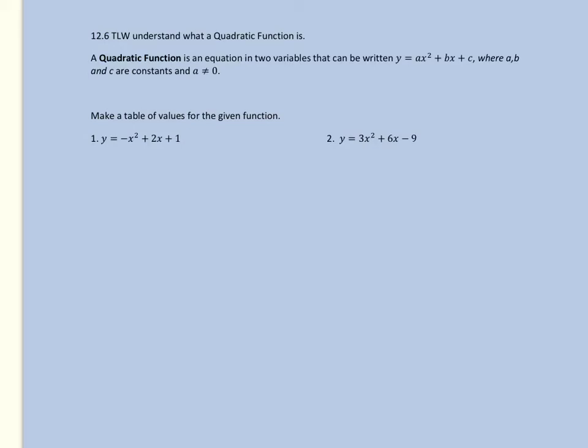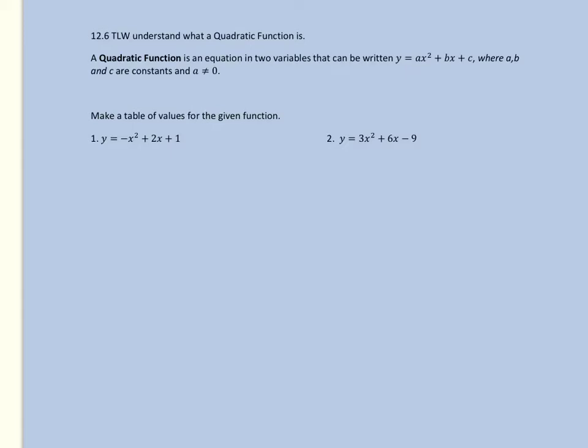Alright guys, today's goal: the learner will understand what a quadratic function is. A quadratic function is an equation in two variables that can be written y equals ax squared plus bx plus c, where a, b, and c are constants and a cannot be 0.